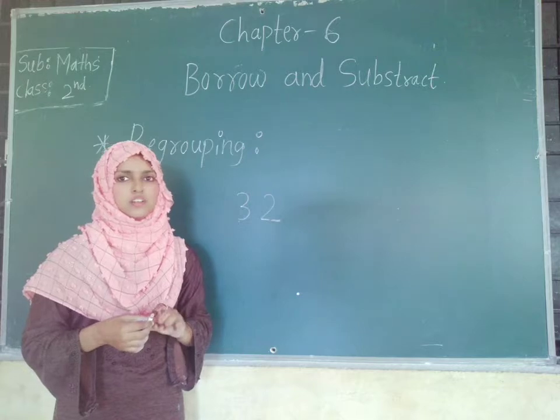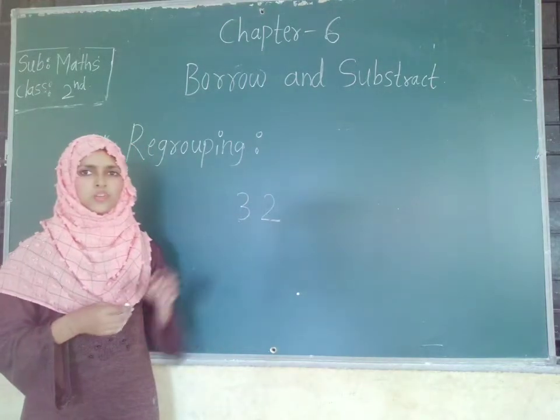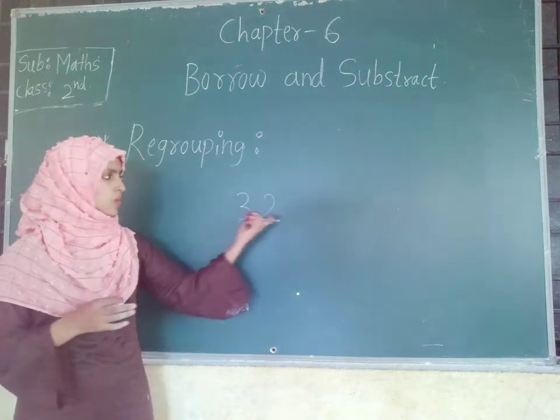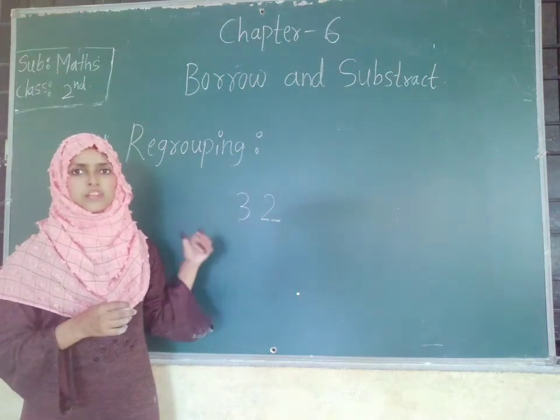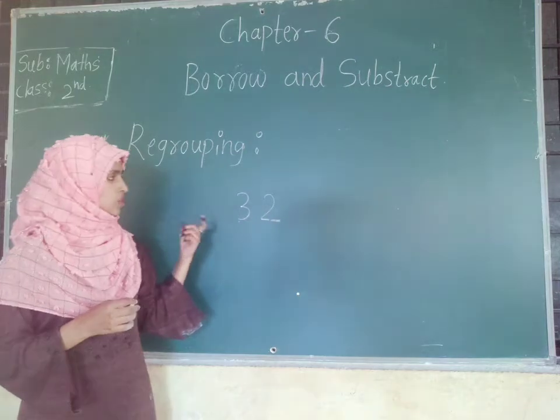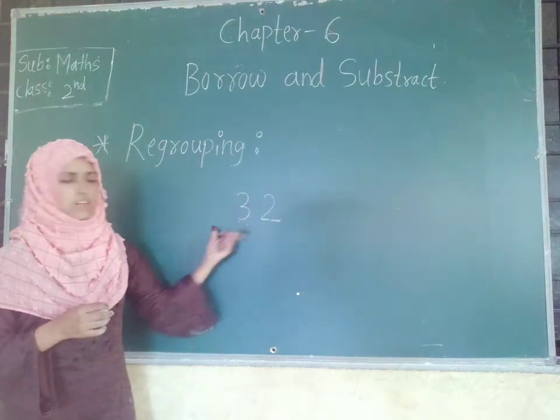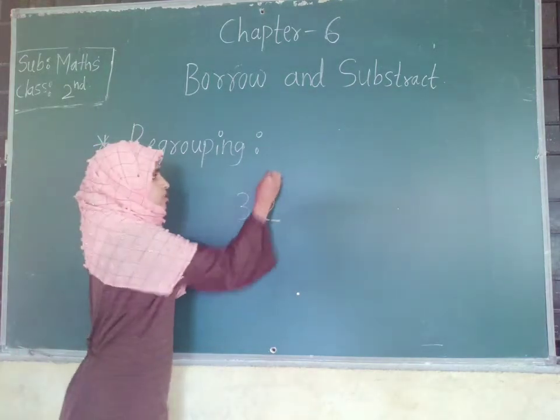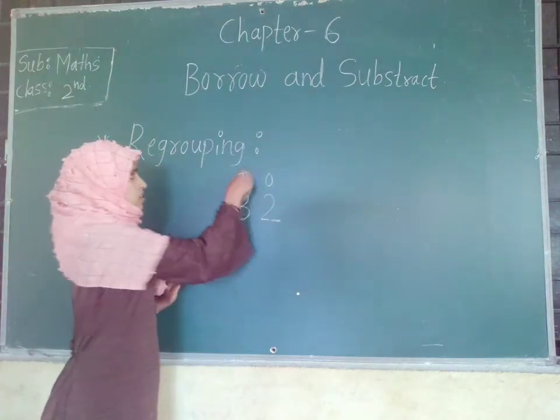So children, now let us discuss about regrouping. What do you mean by regrouping? Regrouping is nothing but making group of ones and tens. So here I have written one two-digit number, that is 32. So 2 is in which place? 2 is in ones place and 3 is in tens place.